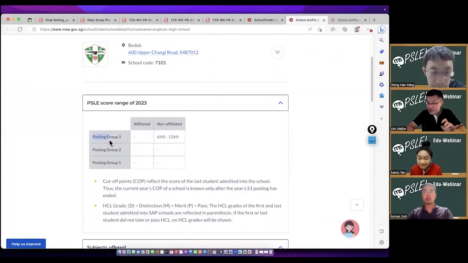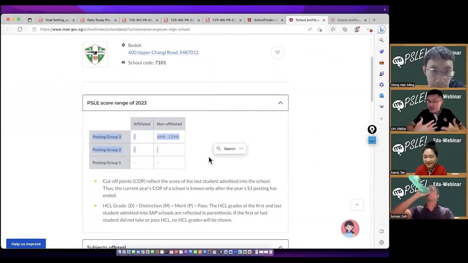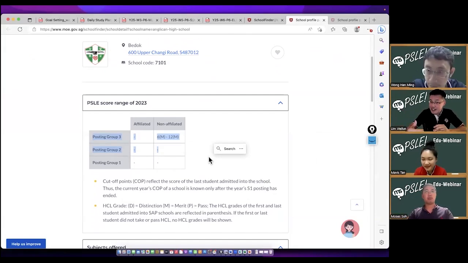So how come there's a posting group? That's a very good question because it looks very alien, right? Especially to parents who have not had students who took the PSLE. What would be more familiar to you in the past would have been Express, Normal Academic, Normal Technical, right? So this has actually replaced that. The reason is that under the MOE system, with effect from 2024, there has been the full introduction of subject-based banding in secondary schools.